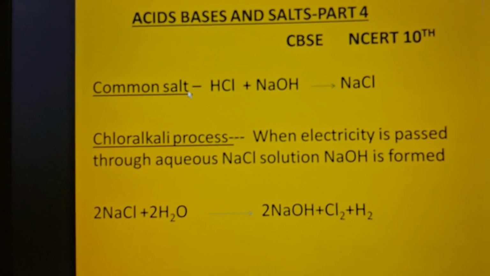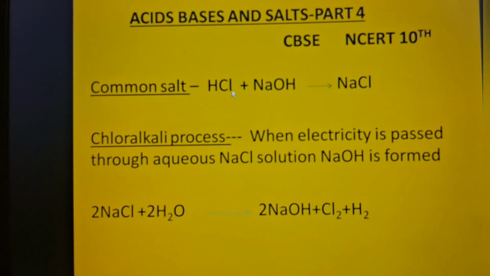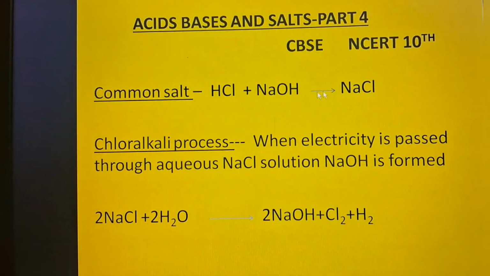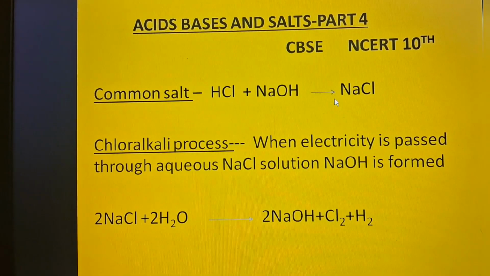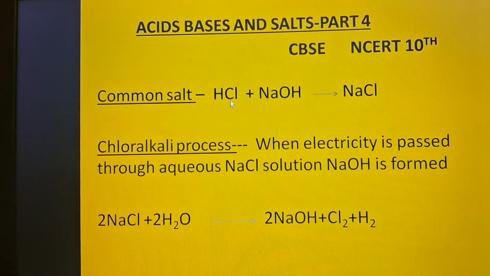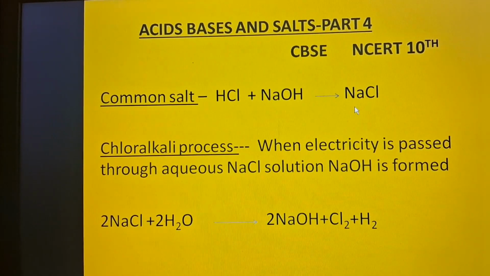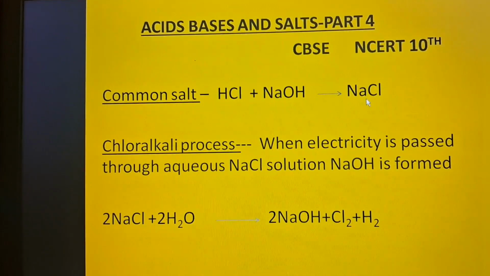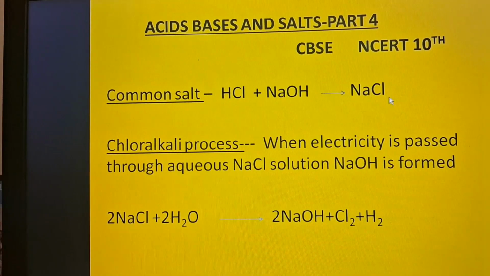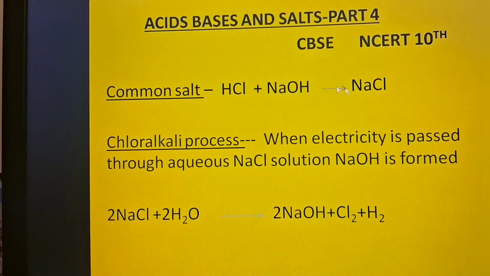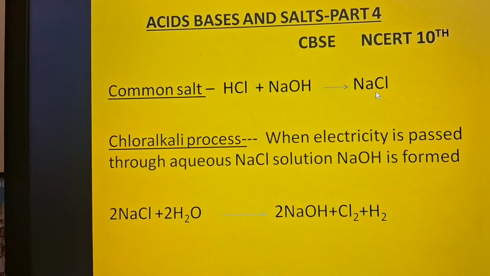Coming to the common salt. Common salt is formed when hydrochloric acid reacts with sodium hydroxide to form sodium chloride. HCl plus NaOH gives NaCl. HCl is hydrochloric acid, NaOH is sodium hydroxide. It forms salt called NaCl. Na is sodium, Cl is chlorine. So sodium chloride. HCl is an acid, sodium hydroxide is a base. It gives rise to a neutral salt.